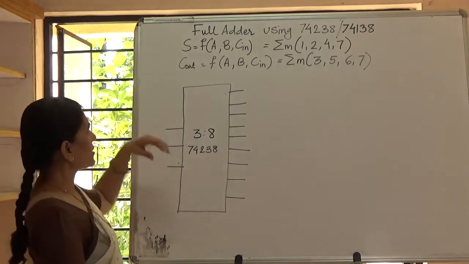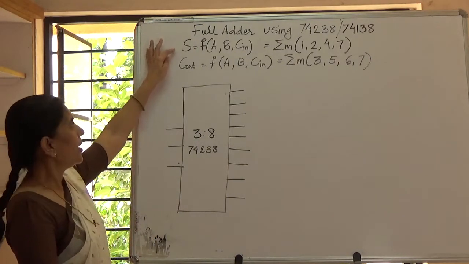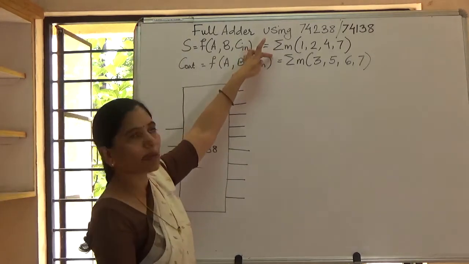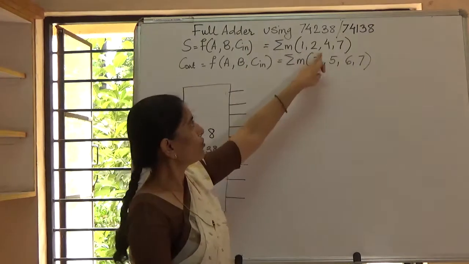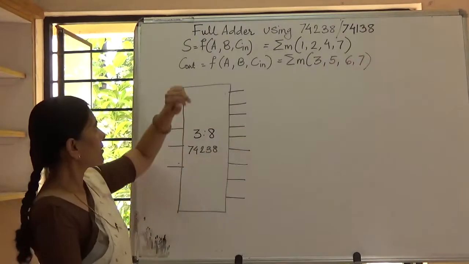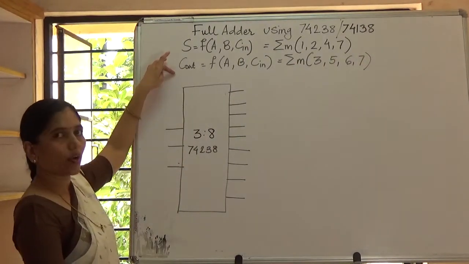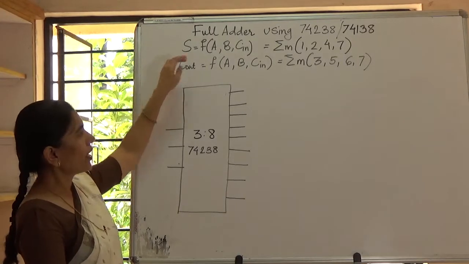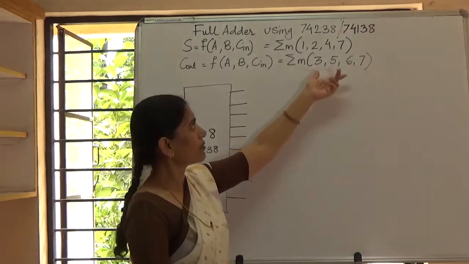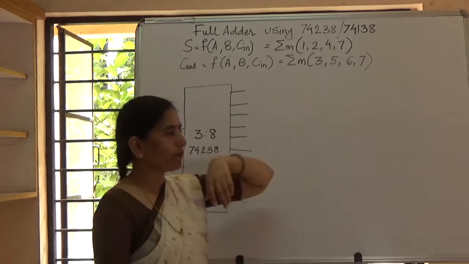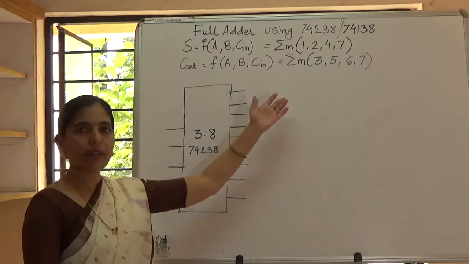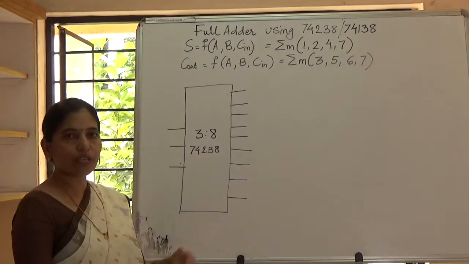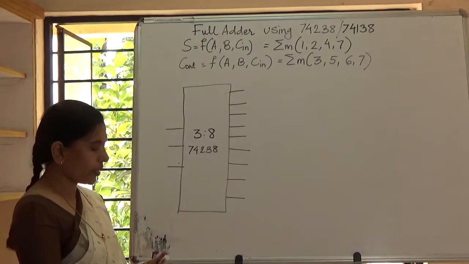So we can express the sum output of a full adder as a summation of min terms 1, 2, 4 and 7, and we can express the carry of the full adder as a summation of min terms 3, 5, 6, 7. So how can we implement a full adder using a 3:8 decoder?